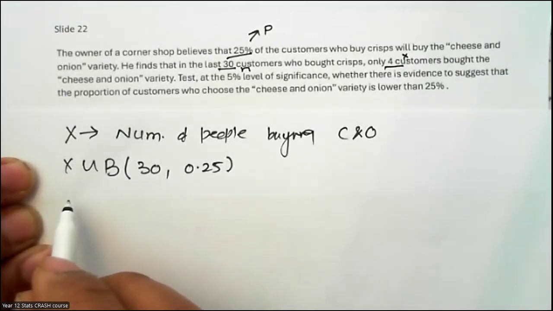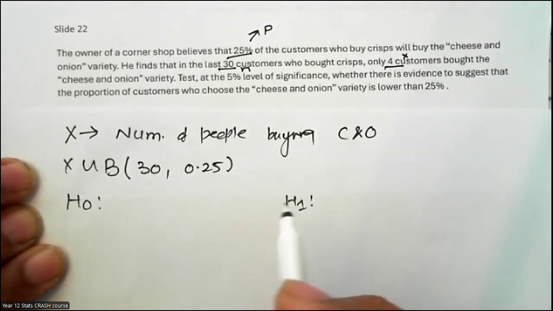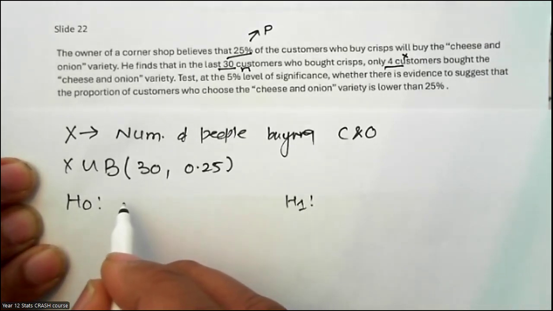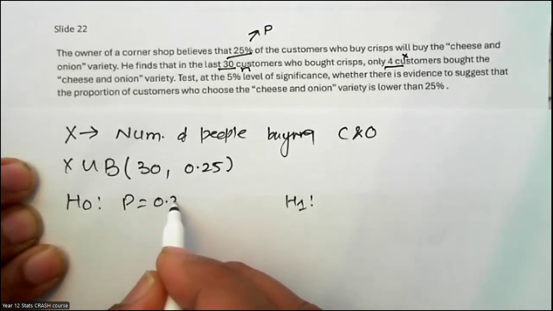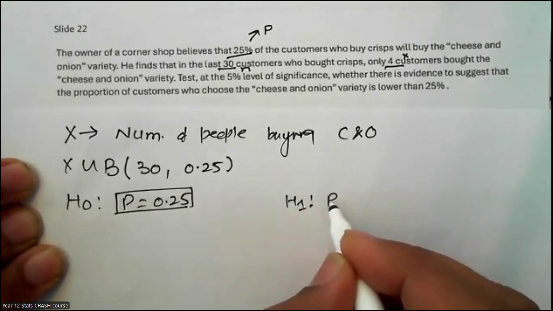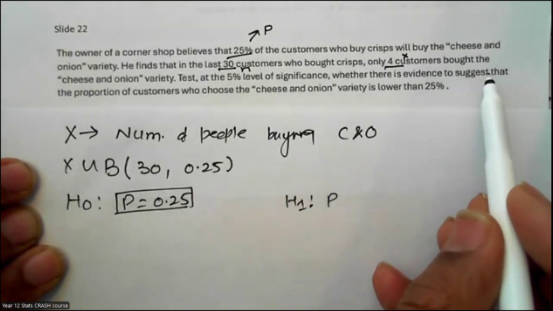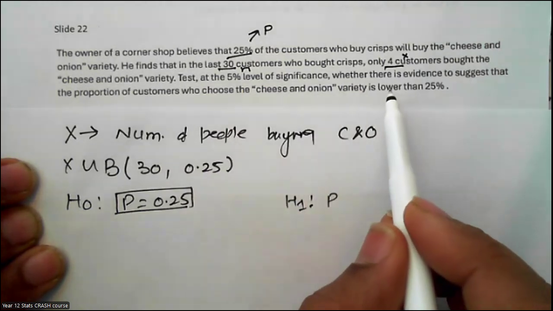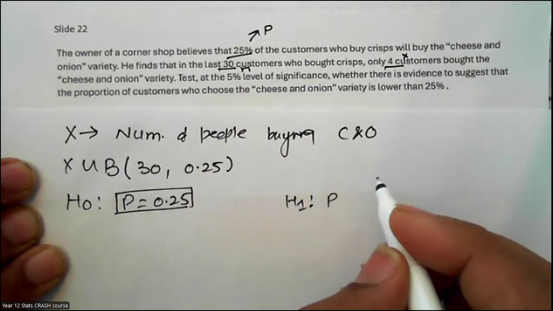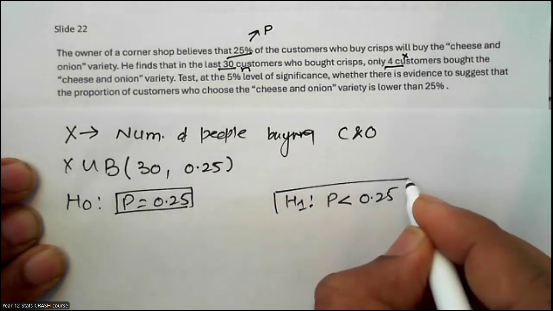For any test, the first mark will be given to you if you write down your H0 and H1. H0 we test on probability. The probability he claims is 0.25, perfectly fine. And H1 is what comes after that? The claim says evidence suggests that probability is lower than 25%. So that is what we're testing against. H1: p < 0.25.